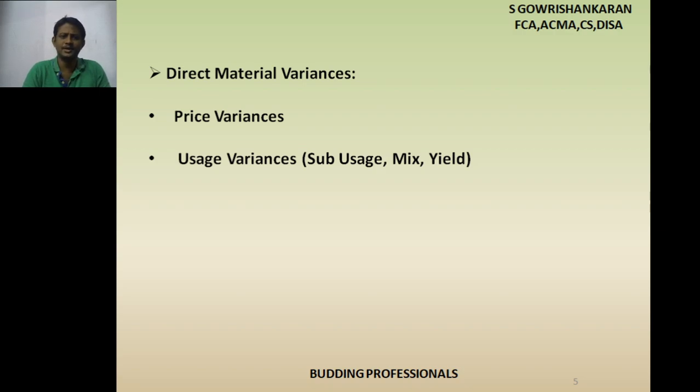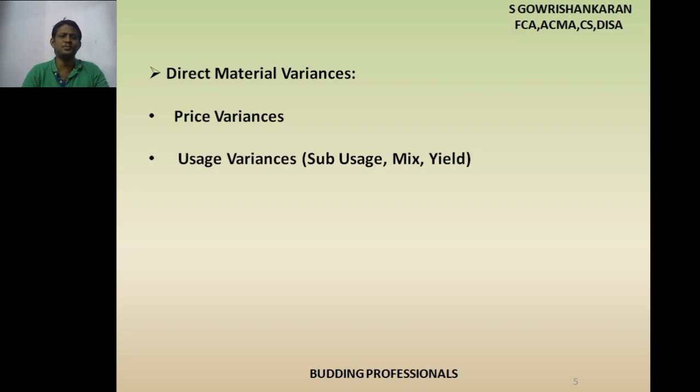Standard is 100 kg, but in actual production they used only 90 kg of raw material. Then it is a favorable variance because you used less. You are eligible to use up to 100, but you used only 90. So you are performing well. You are more efficient than the standard. Appreciable. That is the meaning of price variance. That is the meaning of usage variance.